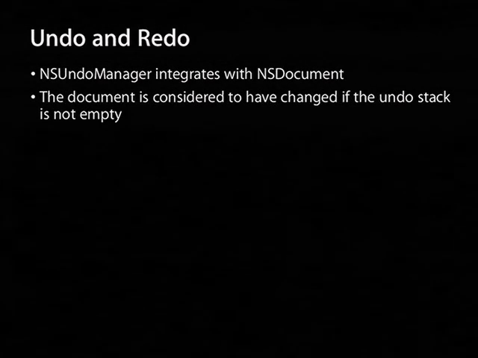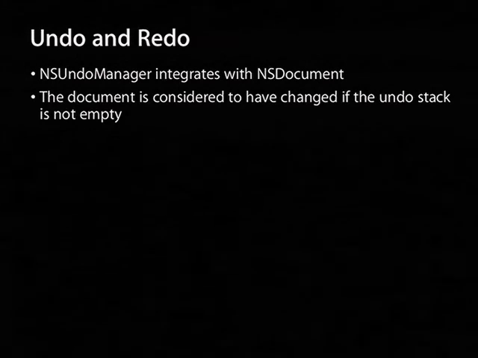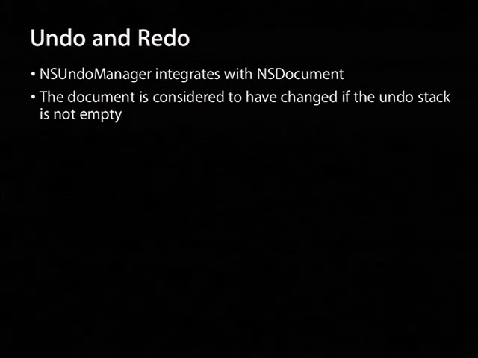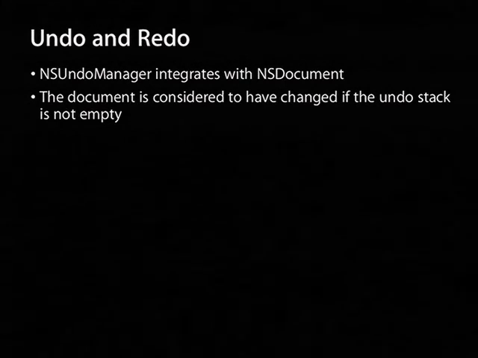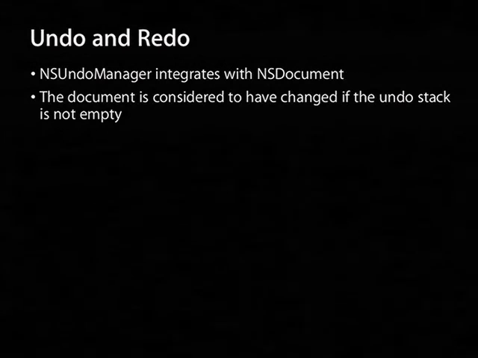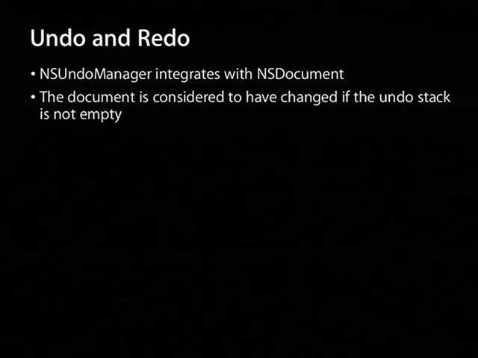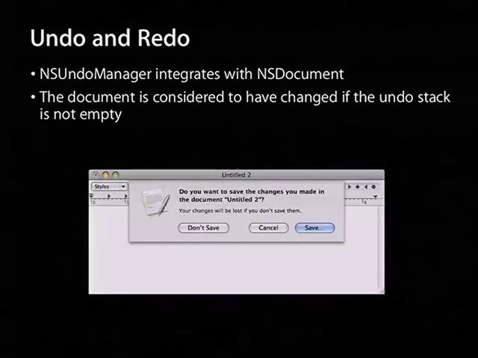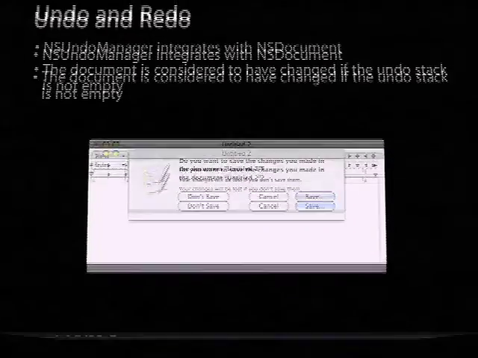And as I said, it also integrates with NSDocument. So Undo Manager is not just a way to handle undo and redo. It also lets NSDocument know if there's unsaved changes. That allows it to put the dirty spot in the close button. It allows it to warn you if you try to quit when there's unsaved changes. So if you've seen this dialog before from TextEdit, for example, this dialog appears because you tried to quit or close the window while there were unsaved changes.